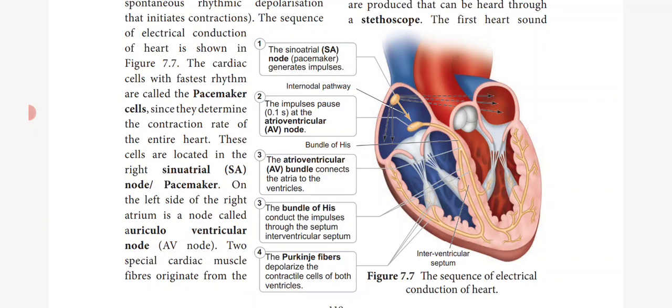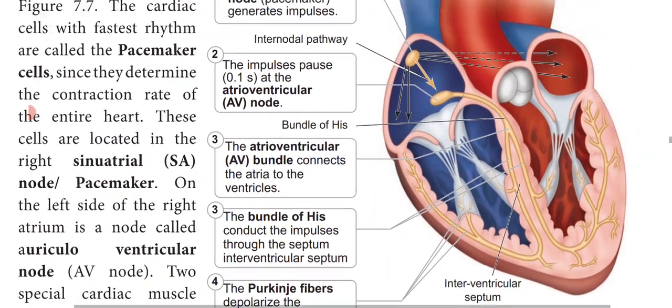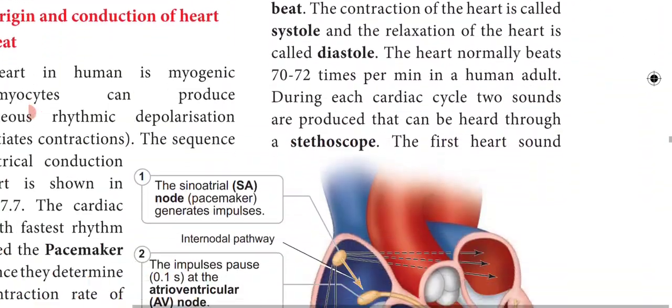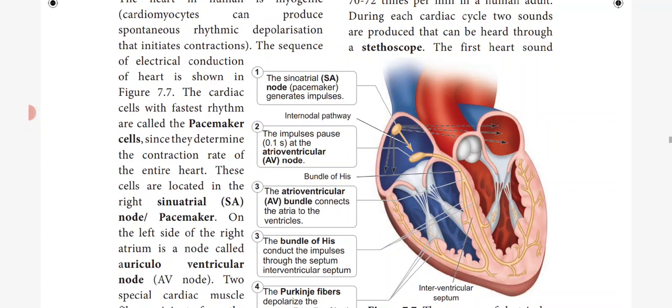The pacemaker cells produce excitation through depolarization of their membrane. What does depolarization mean? Depolarization is a change within a cell during which the cell undergoes a shift in electric charge distribution, resulting in less negative charge inside the cell. This is called depolarization.